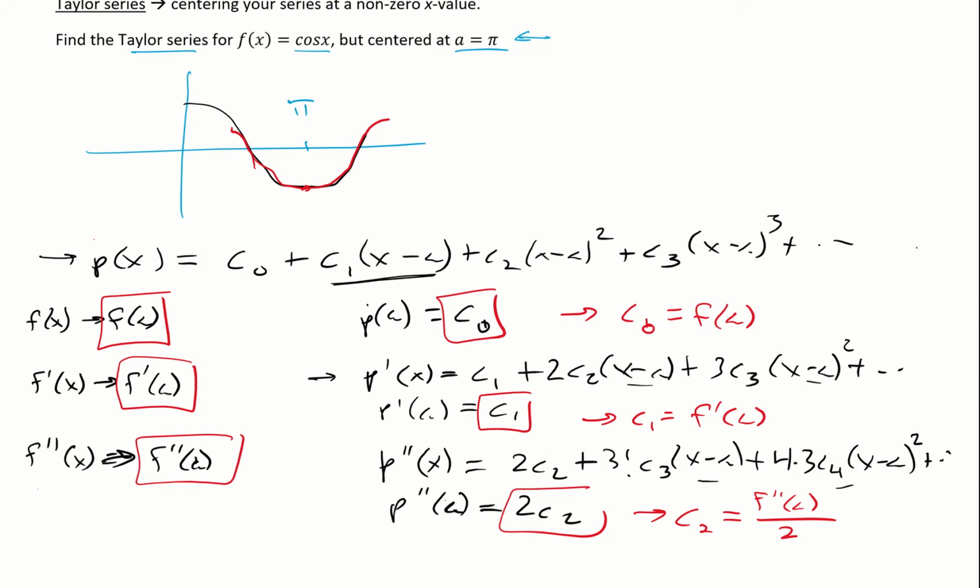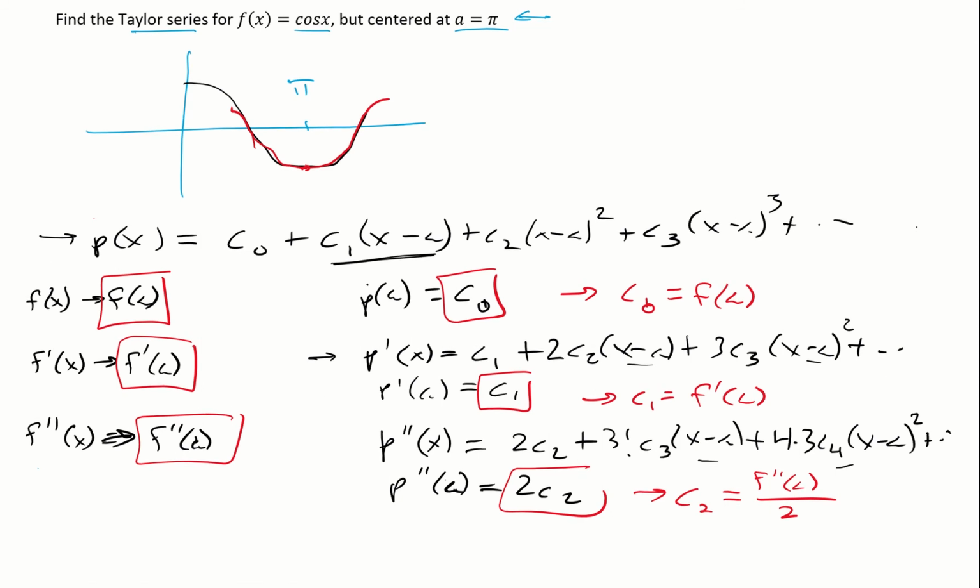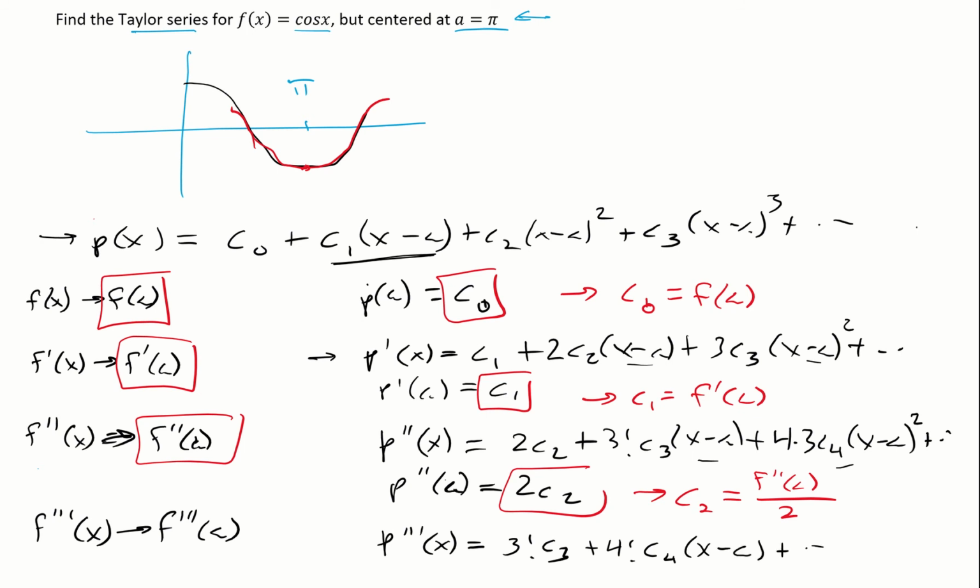So this formula we're building, by the way, once you master it, you can do any Taylor series you want. Okay, so f triple prime of x, when we plug in a, we get whatever we get. But over here, p triple prime of x, let's do that now. It's some calculus. 2c2 is a constant, goodbye. We end up with 3 factorial c3, that's it. And then plus 4 factorial c4 times x minus a, and etc.